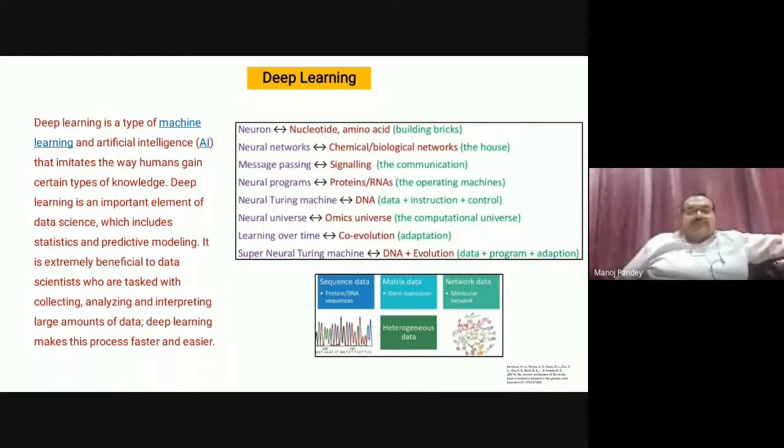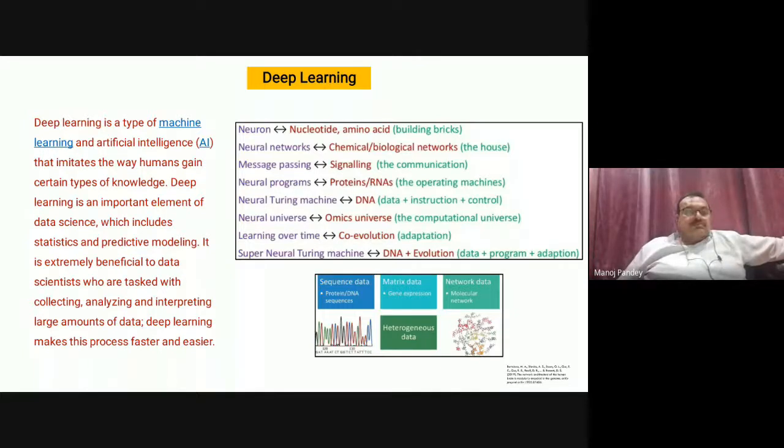If we go for a technical definition, deep learning is a class of machine learning algorithm in the form of neural networks that uses cascades of layers, tiers of processing units, to extract features from data and make predictive guesses about new data. It is extremely beneficial to data scientists who are tasked with collecting, analyzing and interpreting a large amount of data. Deep learning makes the process faster and easier.